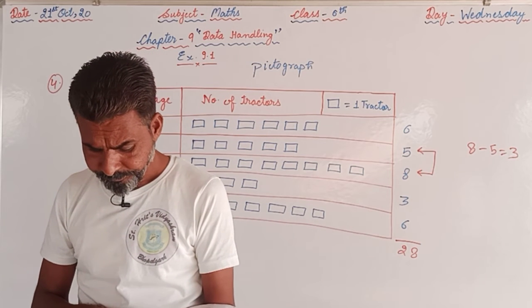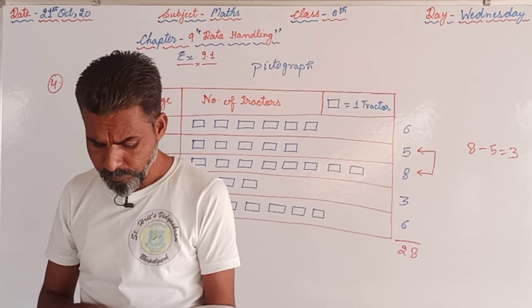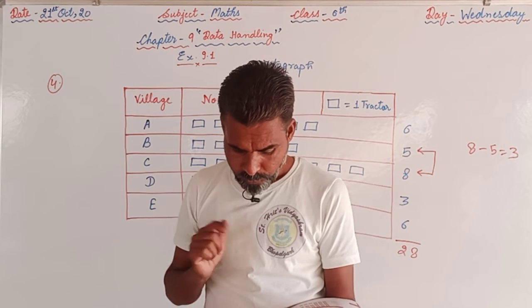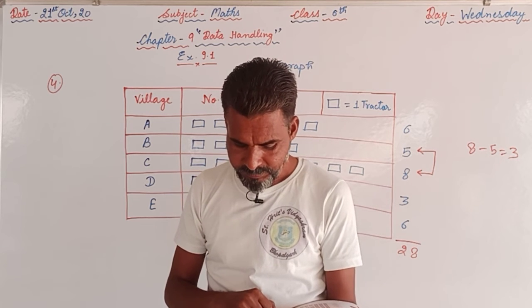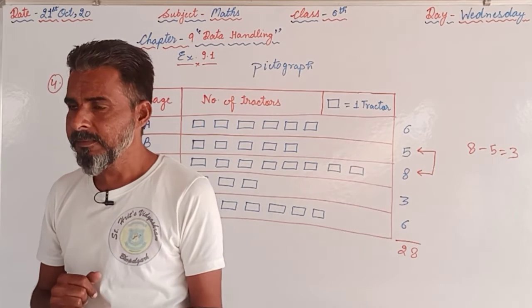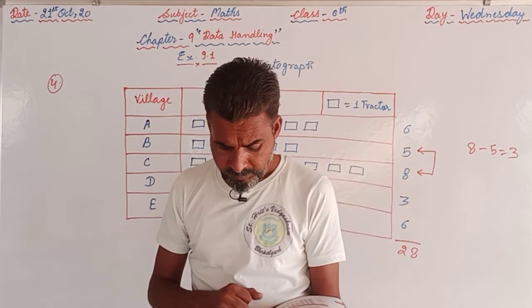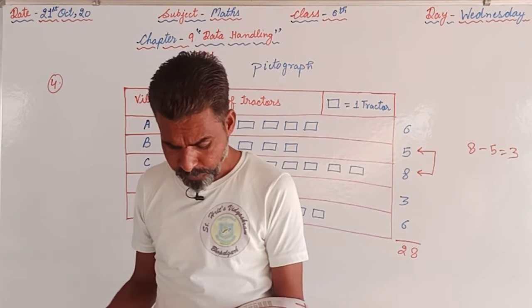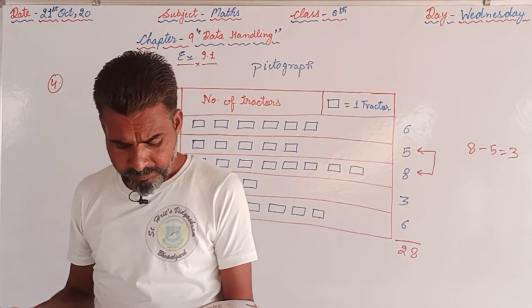Now in 6th, 1 2 3 4, 4 fours are 16. In 7th 3 fours are 12, and in 8th one face is there, means 4, and one half face is there, means 2. 4 plus 2 is 6 girl students in the 8th class.